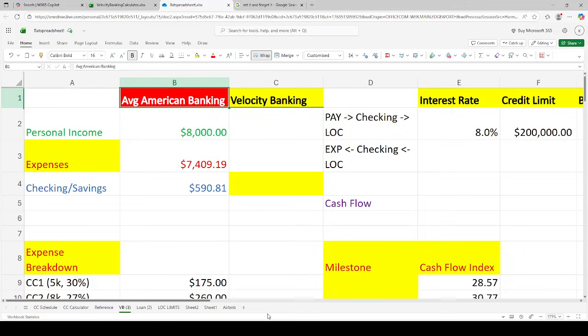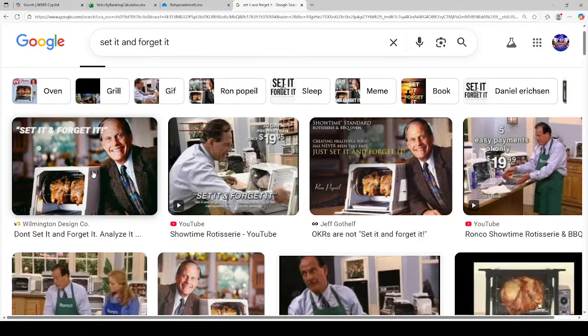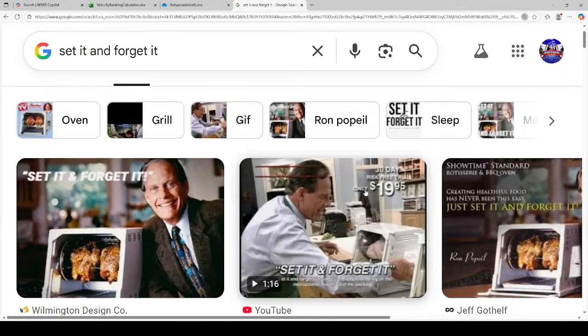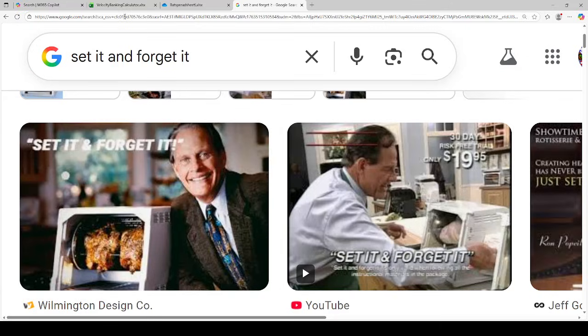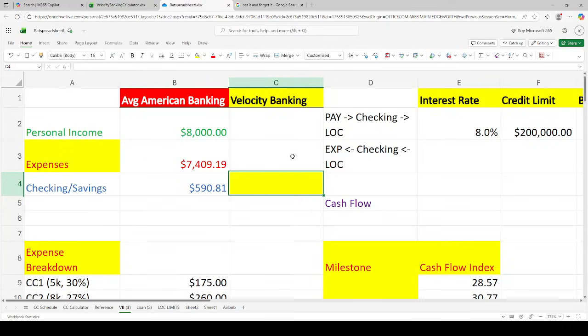Velocity banking. What is it? It's a debt payoff strategy. And in today's video, we're going to ask the question, why is it so easy to pay off debt? That's because if you know how to set it up correctly, then it's really easy, like set it and forget it. Remember this guy? Set it and forget it, and you just roast chicken? Well, we're going to roast debt with velocity banking. So let's go ahead and do that right here.